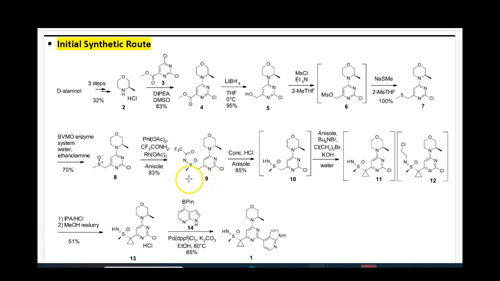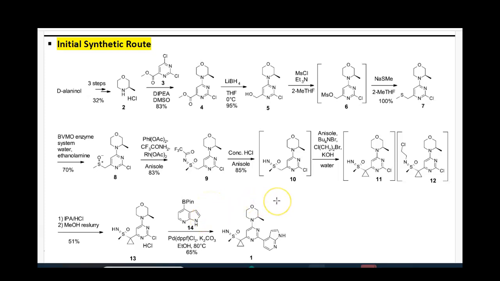And the next step is deprotection of this trifluoroacetyl group, followed by cyclopropylation with the help of bromochloroethane to get the intermediate 11, which was converted into the corresponding HCl salt, and the final step was the palladium catalyzed Suzuki coupling reaction with this boronic ester.